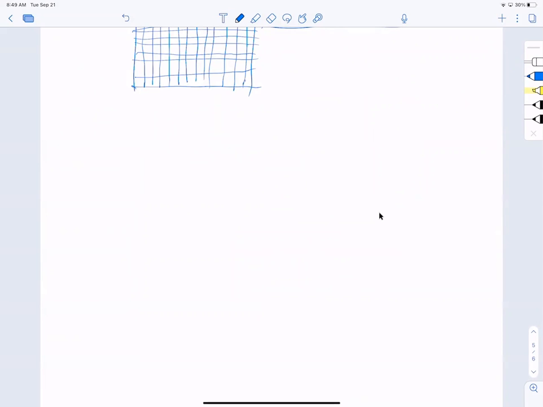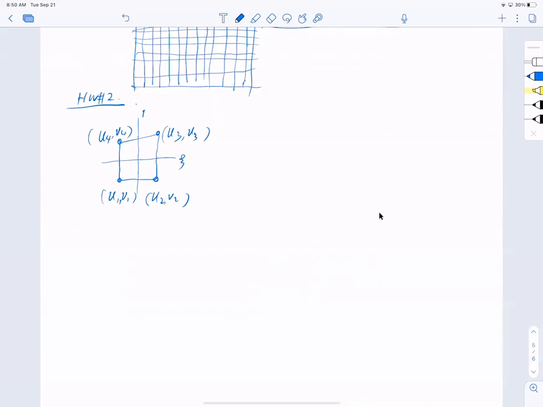Anyway, so now when I have an element like this, say U1, V1, U2, V2, displacement, U3, V3, U4, V4. This is homework number 2. And now let's just say that in terms of a nodal displacement, this is xi, this is eta. And I have all these numbers for you.